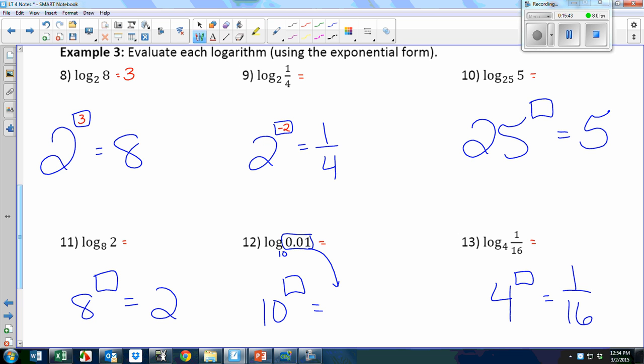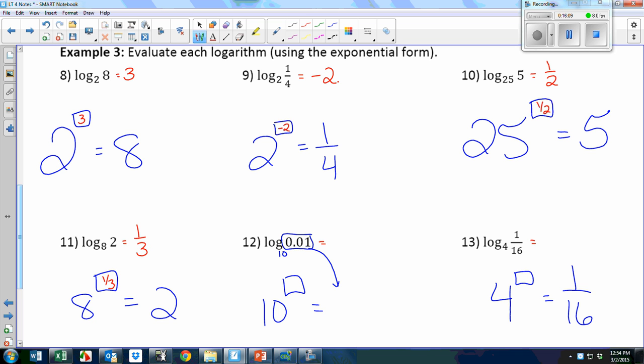Negative 2. Good. What's going to turn a 25 in the exponent? What's going to turn that 25 into a 5? A square root is, right? A square root, which is the fraction 1/2. So 1/2. What's going to turn an 8 into a 2? What exponent will turn the 8 into 2? Yeah, 1/3. Cube root, 1/3.